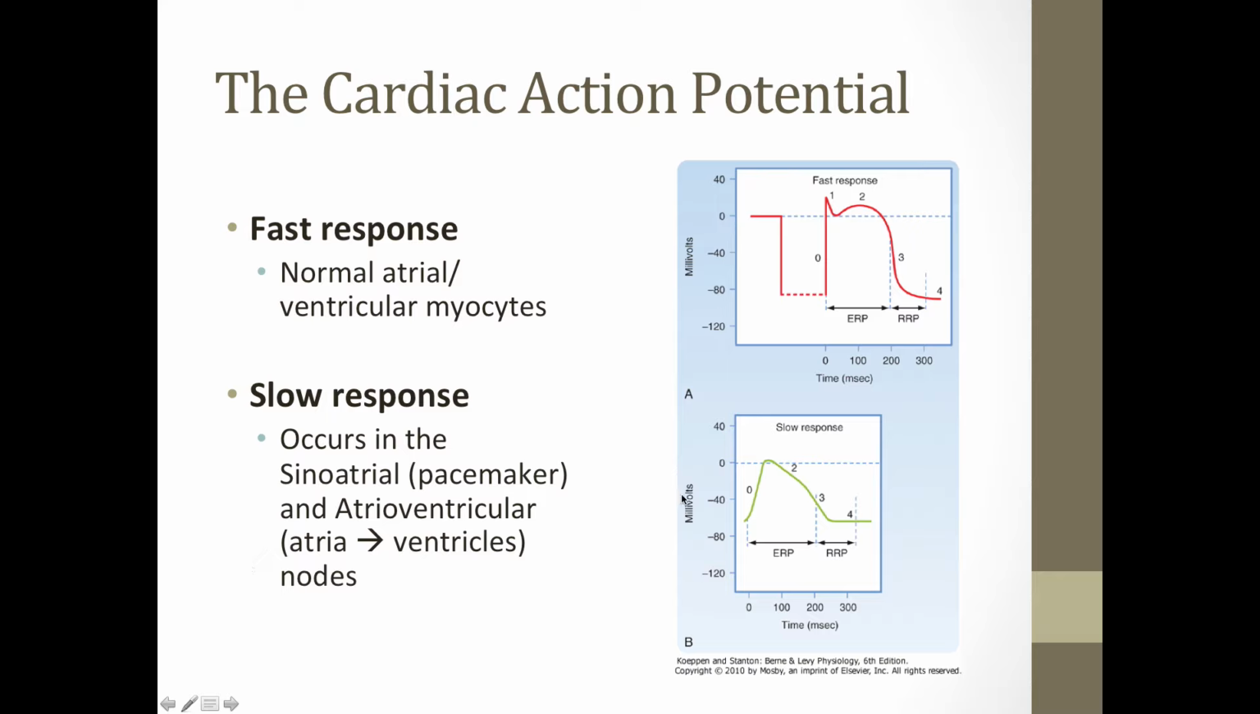The slow response has some of the same capabilities here. So we're going to see the entrance of sodium, the entrance of calcium, the exit of potassium. But this happens in the nodes because those fibers in the nodes are more similar to the endocardium, a smooth connective tissue, rather than the muscle cells that make up the myocardium.